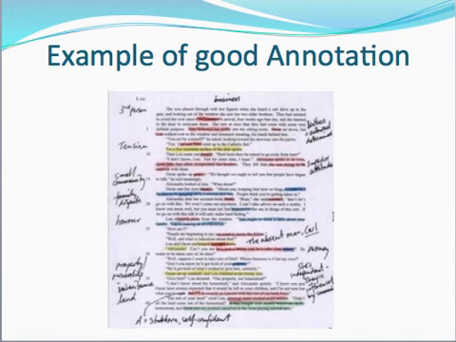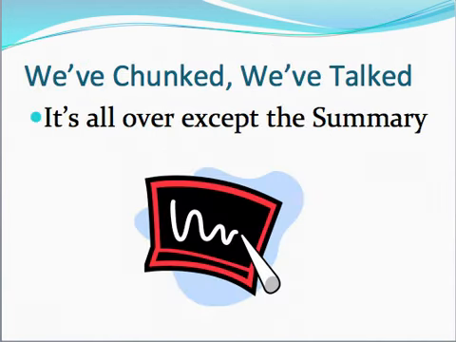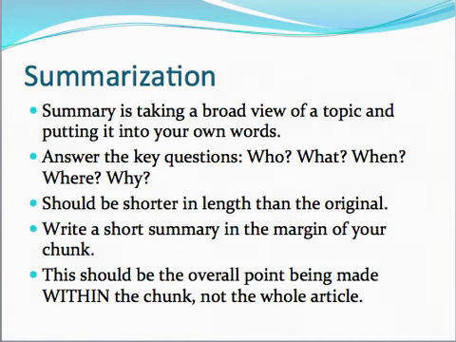Okay? So, once you've annotated, I want you to think about summarization. What you're going to do is summarize each chunk of your article. Summary is taking a broad view of a topic and putting it into your own words. So you're going to answer the questions who, what, when, where, and why. It should be shorter in length than the original. So if your chunk only contained 2 paragraphs that were kind of small, your summary should probably be a sentence. But if your chunk contained 3 larger paragraphs, then your summary should probably be at least 3 sentences. Okay, write a short summary in the margin of your chunk.